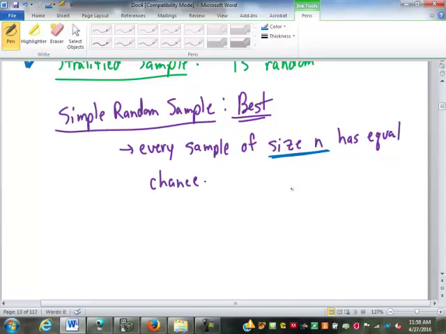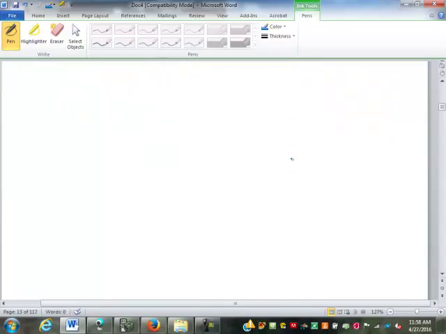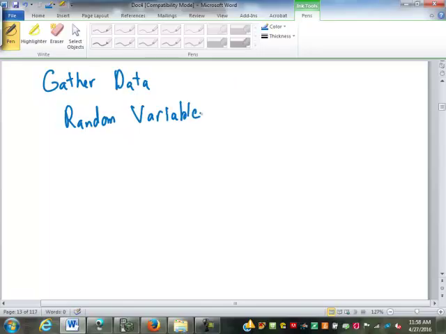Okay, so enough about sampling. Sampling is very important, but once we've selected our sample, it's time to gather data. And when we go to gather data, we have to define our random variable. And the best way to define the random variable is the random variable is the answer to a question.